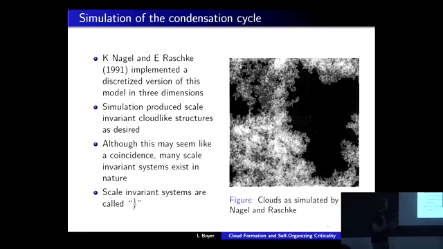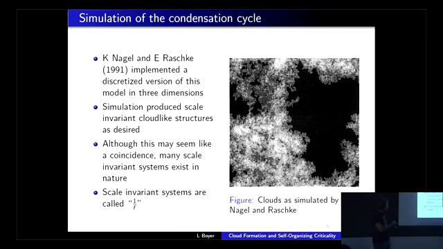So these researchers, Nagel and Raschke, implemented a system, basically a discretized version of what I just described, which is just a system with that simple cycle, a few states, and many discrete lattice sites all connected going through this process. And they were actually able to create clouds that look like this in their cloud simulation. So this is actually 3D looking down through the cloud.